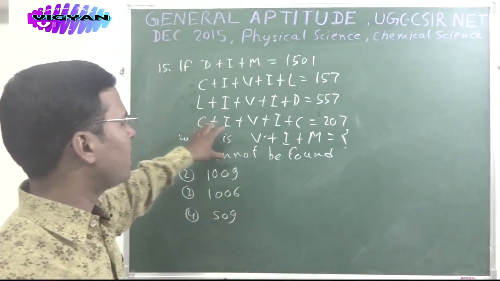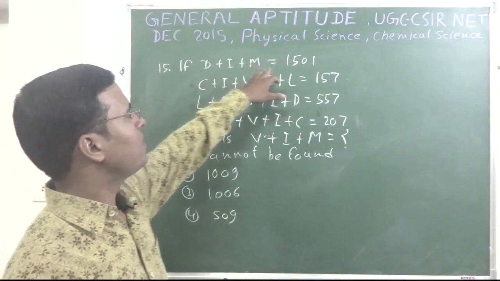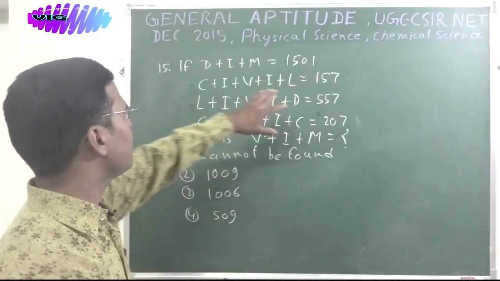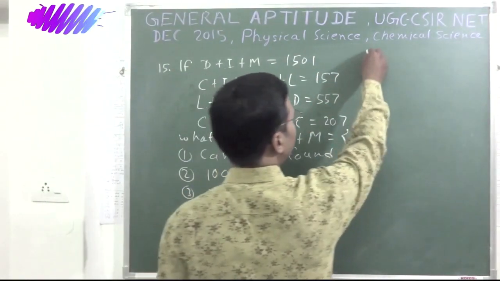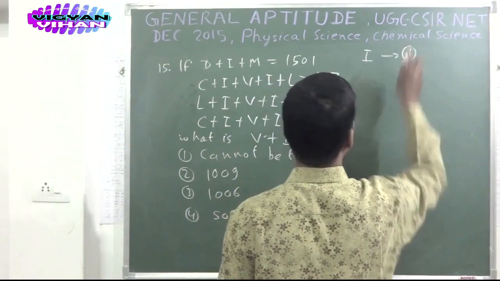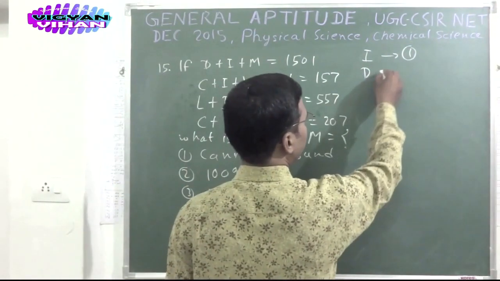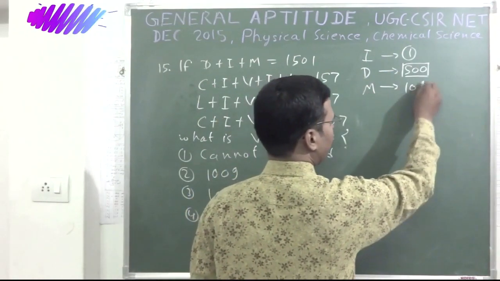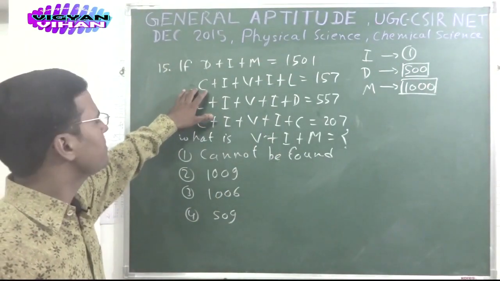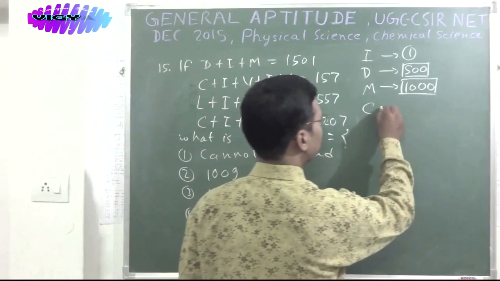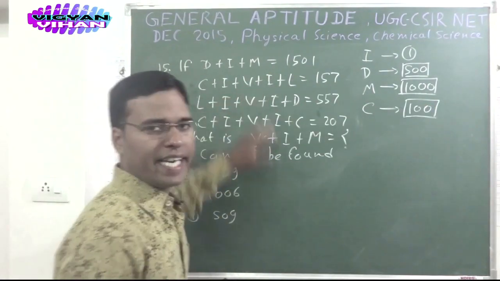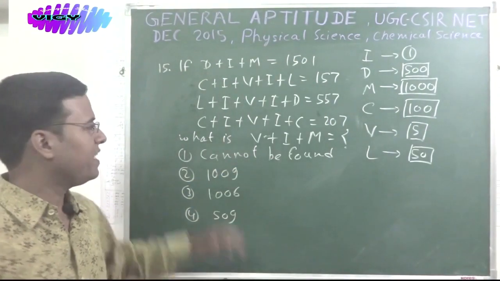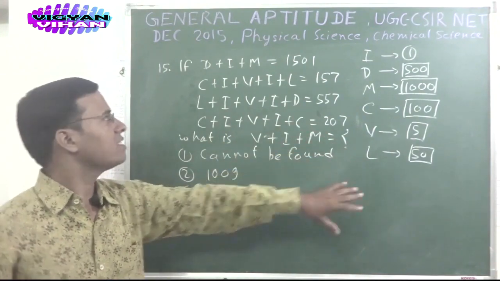Here the given numbers are such that D plus I plus M is 1501. This is more than 1000. If you know the Roman numerals, I is showing 1. Roman numeral D is showing 500. Roman numeral M is showing 1000. Then similarly for C, this is 100. For V it is 5. L is 50. No other numbers remain. Use those numbers and get the values.